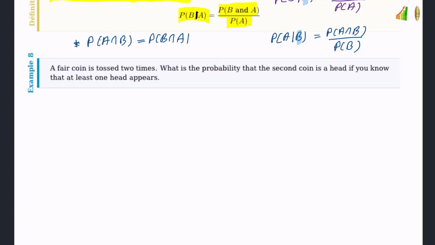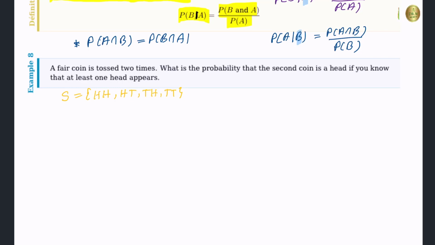Let me explain example 8. A fair coin is tossed 2 times. What is the probability that the second coin is a head if you know that at least one head appears? First, let me write down the sample space. The sample space for this experiment is HH, HT, TH, TT.